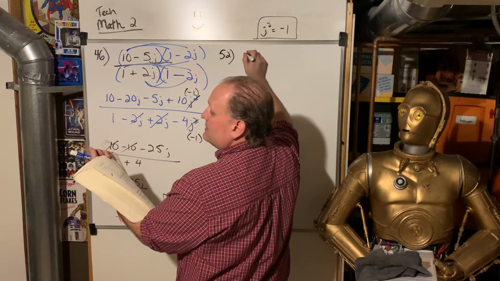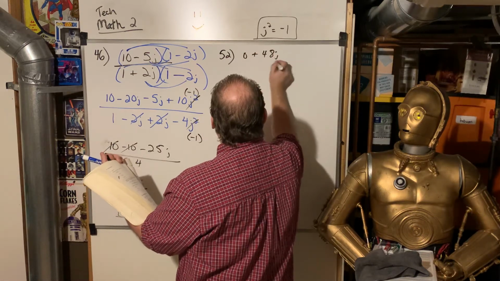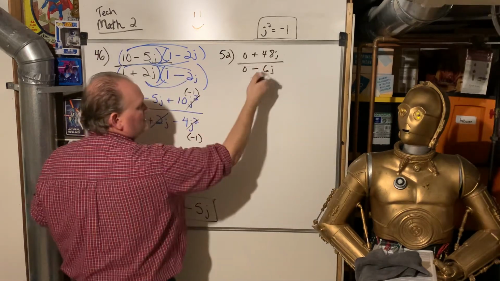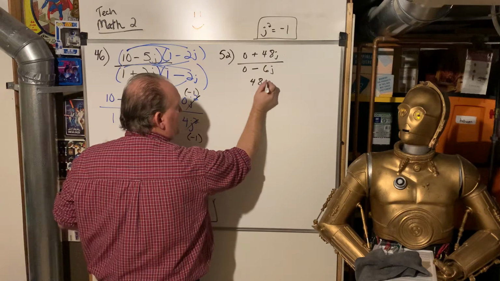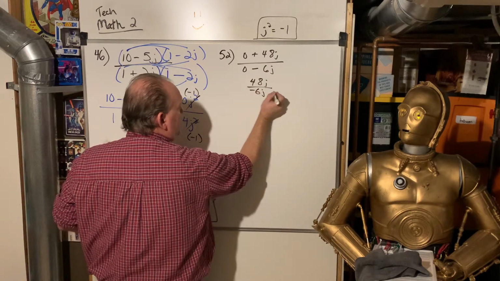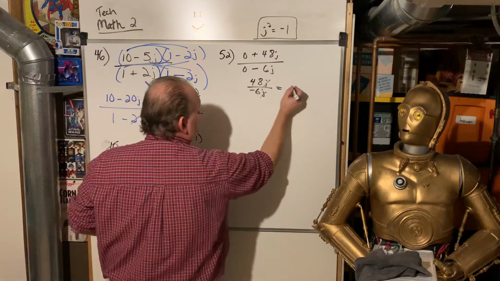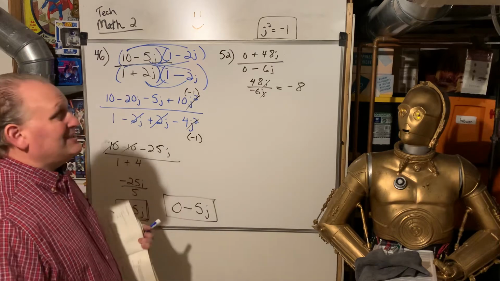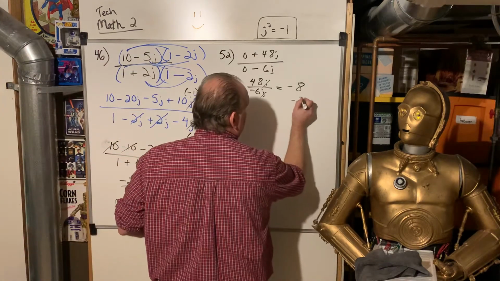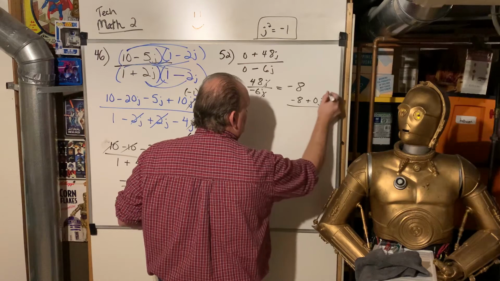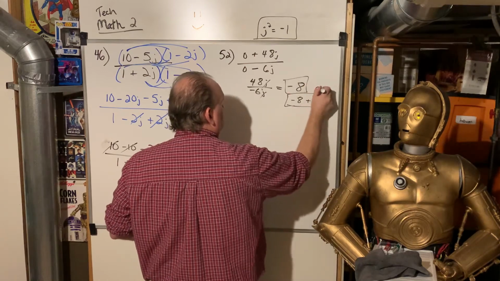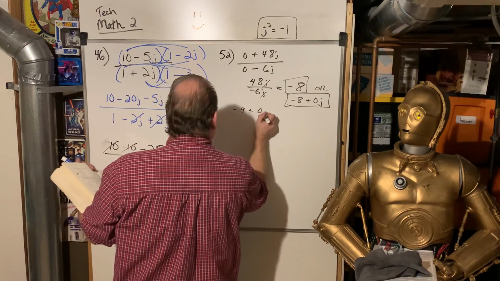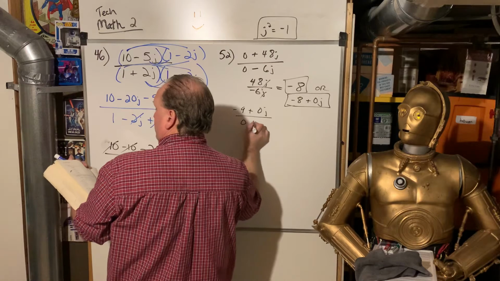So 52, this is 0 plus 48j over 0 minus 6j. Don't worry about the zeros, just drop those off. So that's 48j over negative 6j, and the j's cancel, and you just get negative 8, and that's it. So it's negative 8, or negative 8 plus 0j if you're graphing it. Either one.